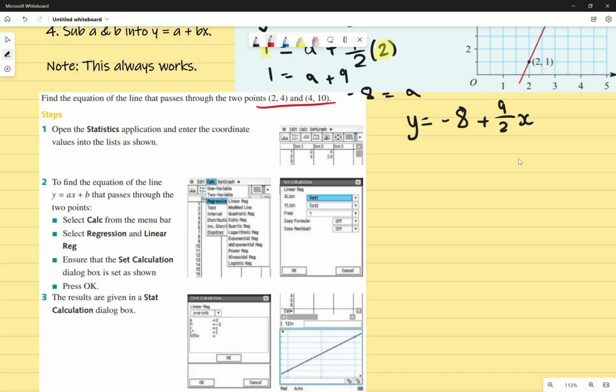Yeah, absolutely. So first thing we do is you go to our menu, and then statistics. You're going to put in the numbers 2, 4, 4, 10, because that's the numbers that come up here. Remember, it's X coordinate in the first column, Y coordinate in the second column. And then you go to calc at the top, and then regression, and it should give you a couple of options. Of course, there's a linear line, so we're going to hit linear regression, and you should end up with list 1, list 2, 1, off. You shouldn't have to touch that unless someone else has used a calculator. And then just hit OK, and you should end up with something like this.